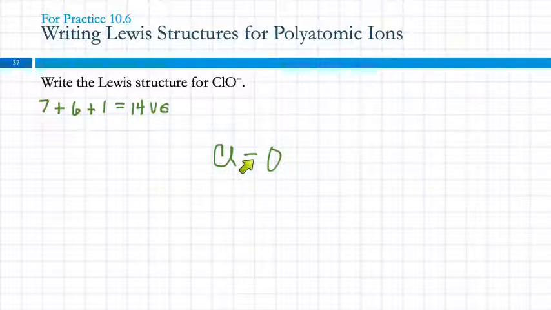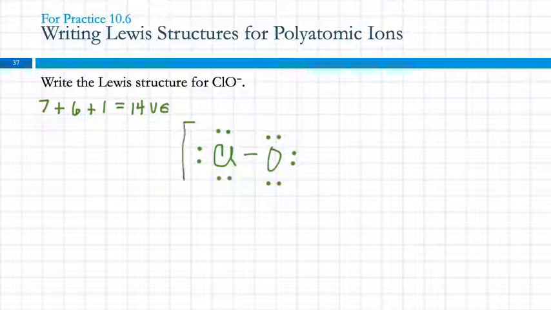So I have this one bond, that's 2, 4, 6, 8, 10, 12, 14. Cool. I had enough. Everybody has an octet. To finish this off, though, I need to put brackets around it and write the charge on the outside of the brackets. We don't want that charge getting lost among the dots, so the brackets kind of help say, okay, this whole thing, and there's the charge.